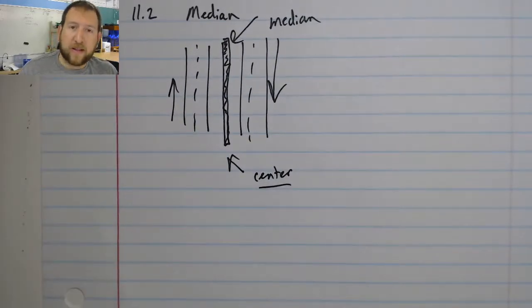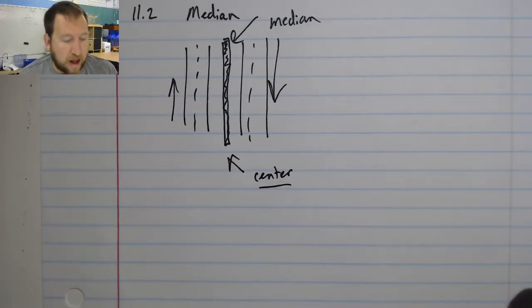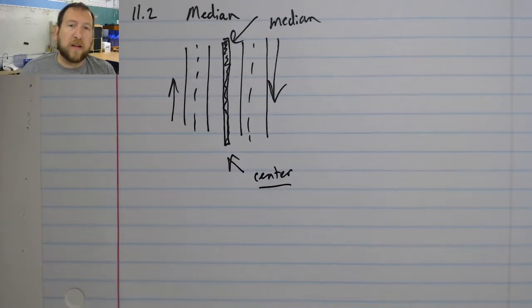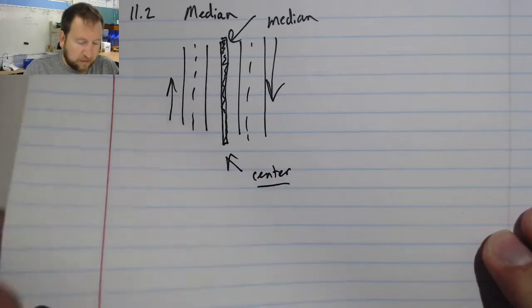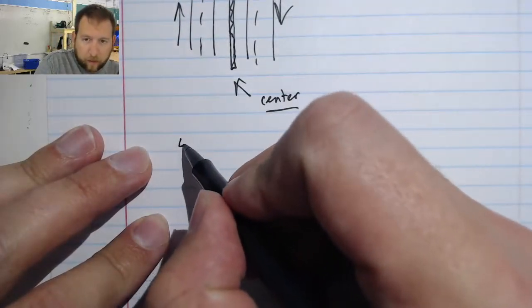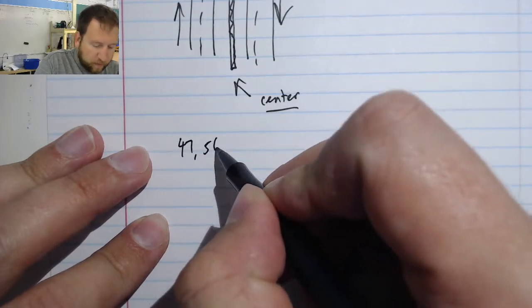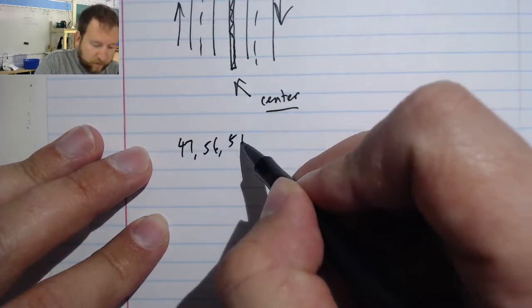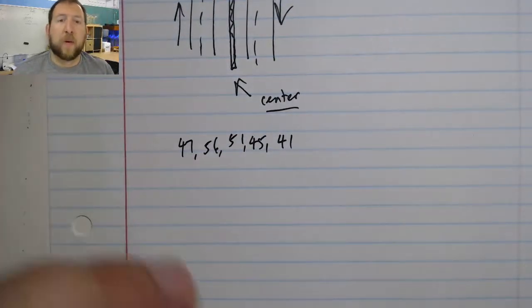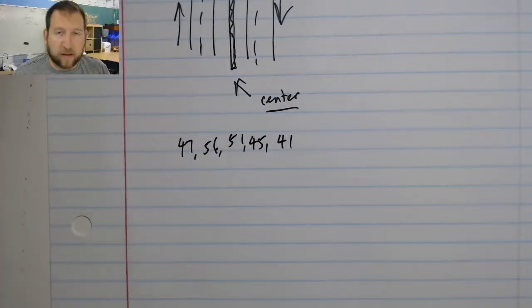So when we're finding the median of a data set, we're doing it differently than we do with an average. It takes a little bit more time, but we're really finding the center number. Okay, so let's take a look at the median of a pretty simple data set. We have this set: 47, 56, 51, 45, and 41. And what I want to do is find the middle number.